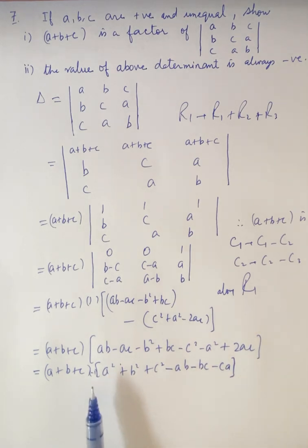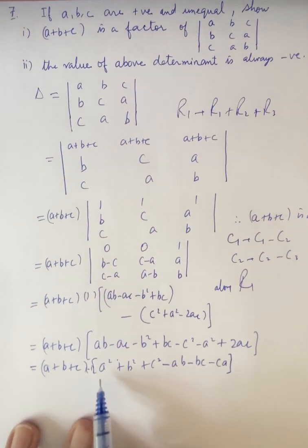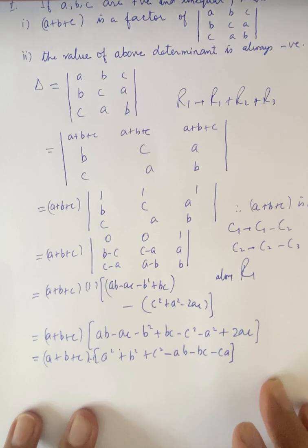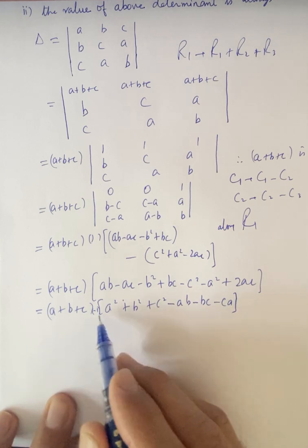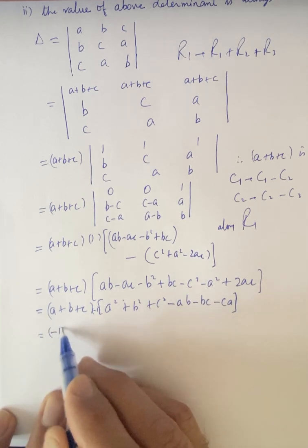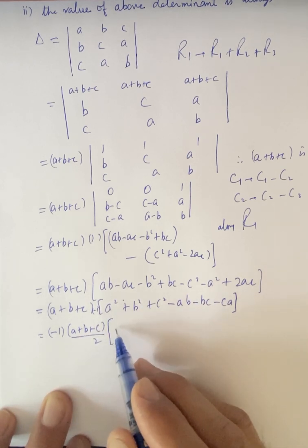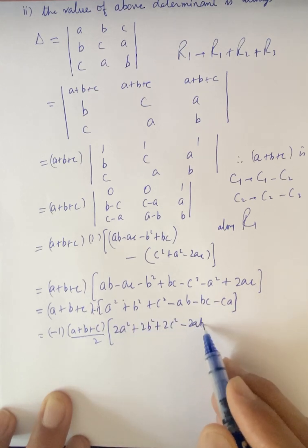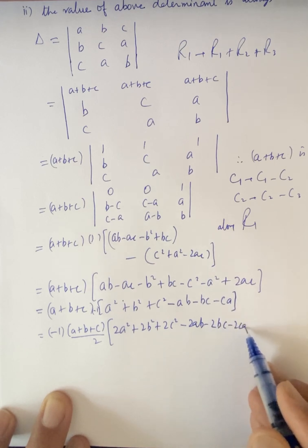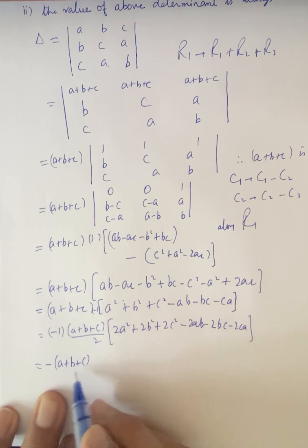The minus sign here doesn't mean it's negative, because A plus B plus C is positive, as A, B, C are positive. But we do not know the sign of this. So what we do next is multiply and divide this expression by 2. So it's minus 1 into A plus B plus C divided by 2, inside multiplied by 2: 2A square, 2B square, 2C square, minus 2CA. This is minus A plus B plus C upon 2.